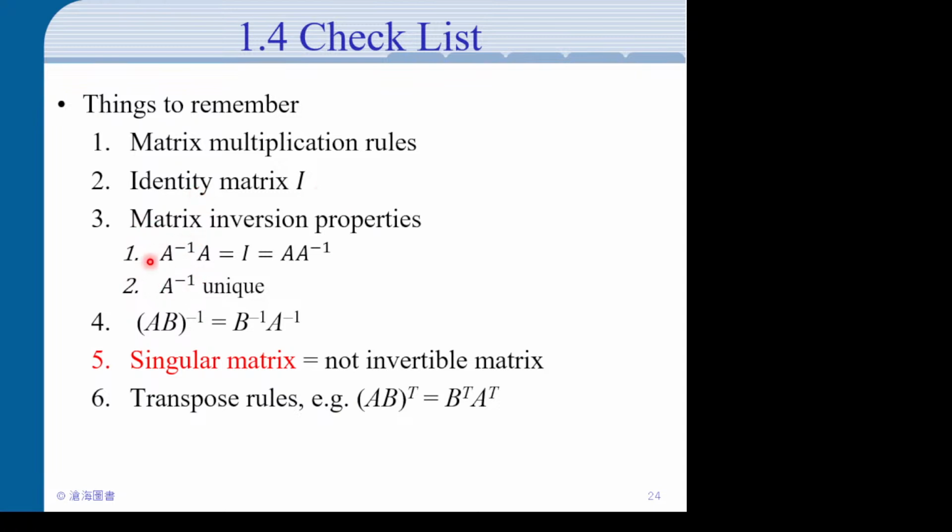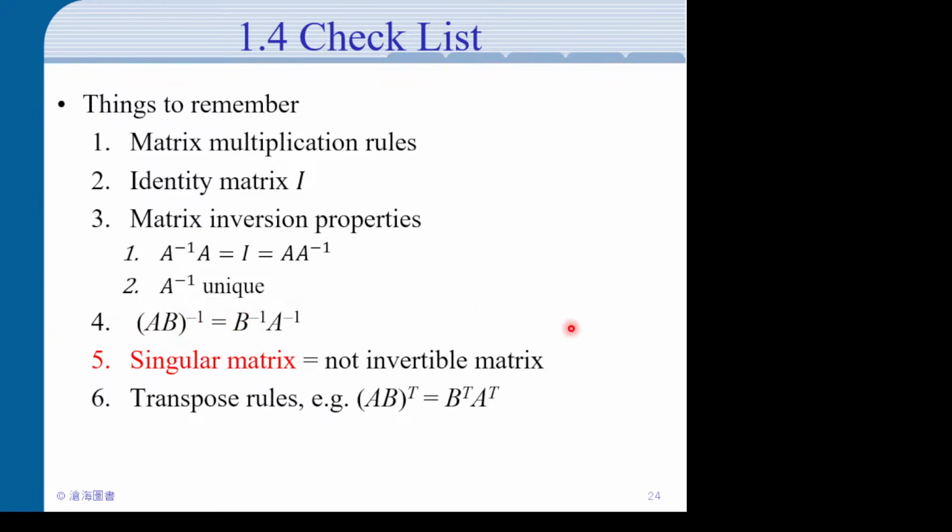So we define that A minus 1 is actually unique. For an invertible matrix A, we have this A minus 1, and we know that A minus 1 times A equals A times A minus 1 equals the identity. And if A and B are both invertible, we know AB is also invertible, and its inverse is this.